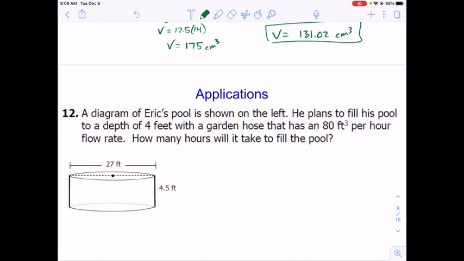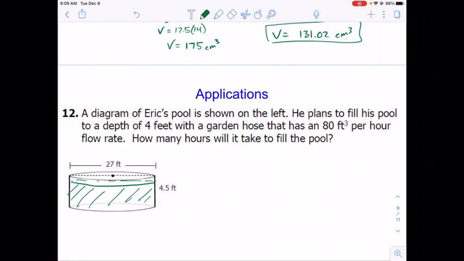It says, a diagram of Eric's pool is shown to the left. He plans to fill the pool to a depth of 4 feet. So it's 4.5 feet tall, and he's only going to go to 4 feet. This means he's going to be going to about a level right here, all the way around. So this part right here is going to be filled with water. He's going to fill it with a garden hose that has an 80 cubic feet per hour flow rate. So how many hours is it going to take?